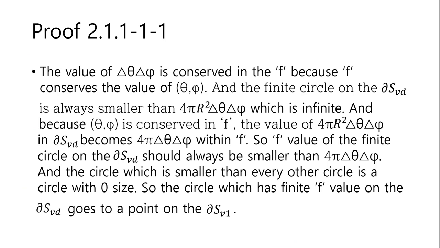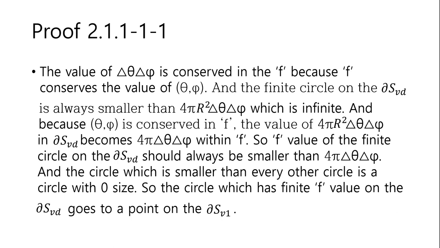The value of delta theta delta phi is conserved in the f, because f conserves the value of theta phi. And the finite circle on the DS3D is always smaller than 4 pi r squared delta theta delta phi, which is infinite. And because theta phi is conserved in f, the value of 4 pi r squared delta theta delta phi in DS3D becomes 4 pi delta theta delta phi within f. So the f value of the finite circle on the DS3D should always be smaller than 4 pi delta theta delta phi. And the circle which is smaller than every other circle is the circle with zero size.